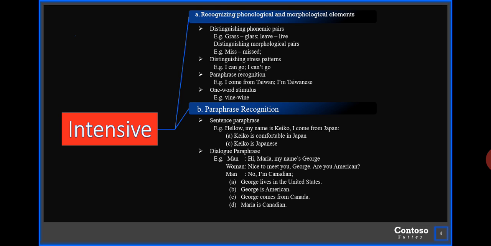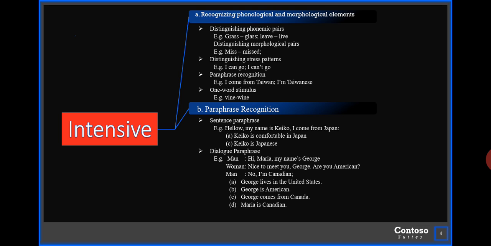The next is paraphrase recognition. For example, I come from Taiwan, and the test taker reads it as I'm Taiwanese. And the next is one-word stimulus. For example, vine, but the test taker reads it as wine. The next is paraphrase recognition.